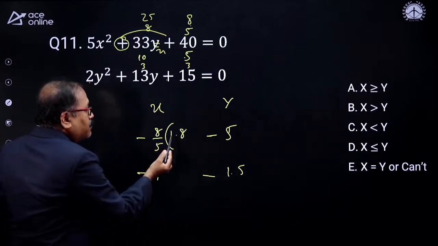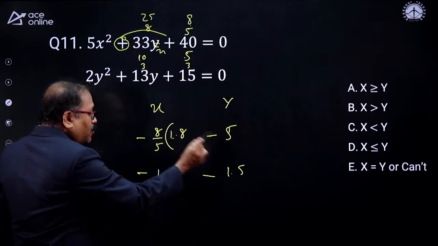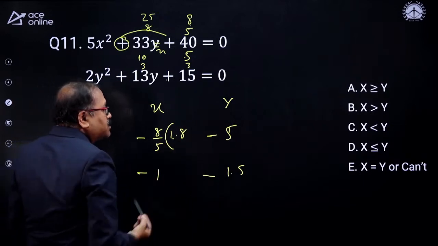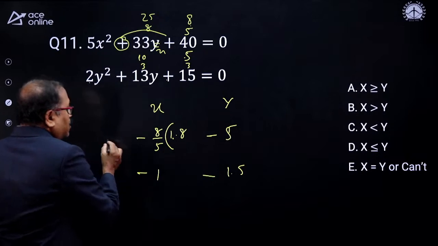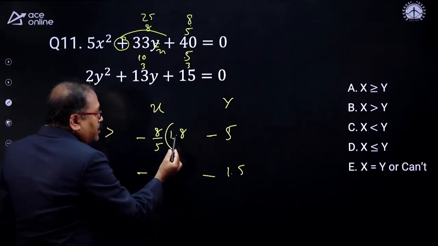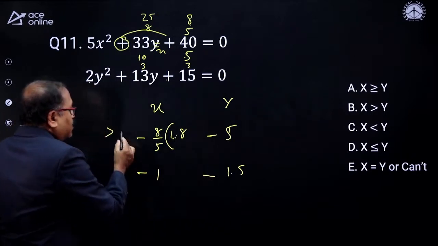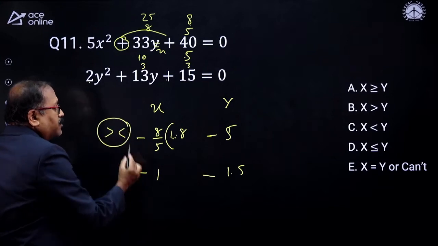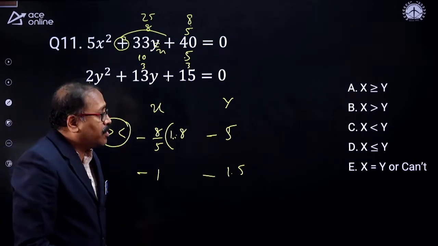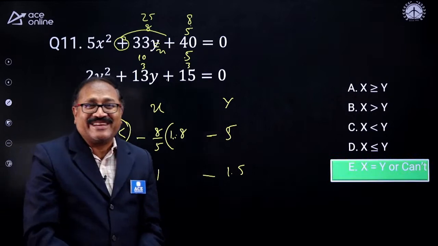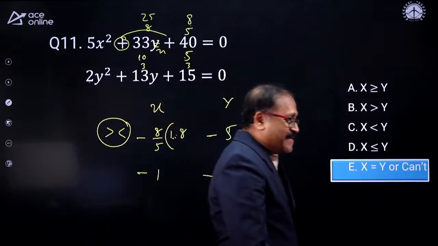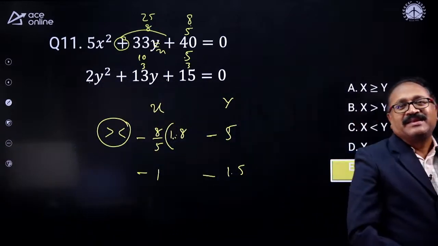Now when I start comparing this, numerically this is greater. All the numbers are negative. Numerically this is less than this, therefore it is greater. Numerically this is greater than this, therefore it is less. As there is a contradictory relation, you have rightly said cannot be determined. Well done, my friends.